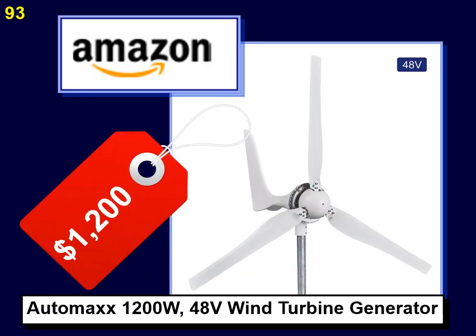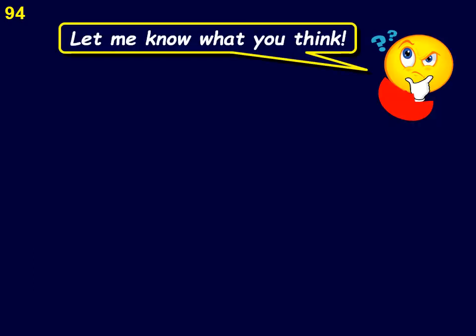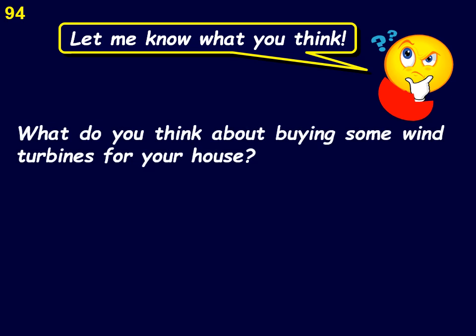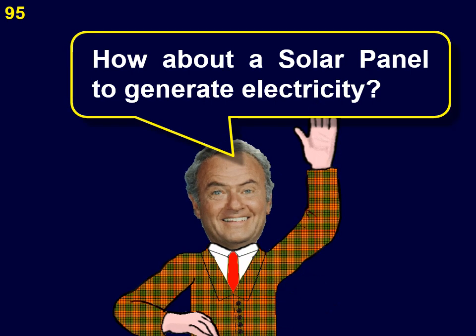This is an Automax wind turbine generator that produces 1,200 watts at 48 volts. The price is $1,200. What do you think about buying some wind turbines for your house? Is it a good idea? How about a solar panel to generate electricity?